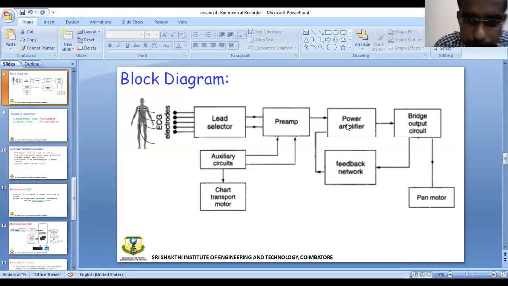So from the power amplifier, you can follow my cursor. So from the power amplifier, why it is... can you see it?